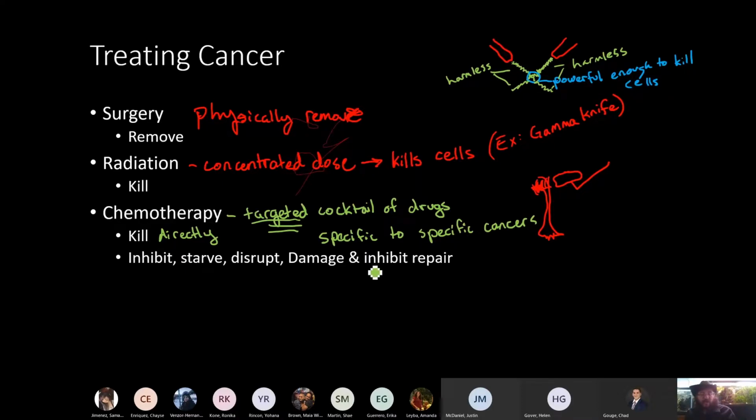They can also do quite a lot to them. They can inhibit replication. They can starve them of nutrients. That's just actual starvation. They can disrupt the cell membrane and break the cell apart. They can literally damage the DNA of the cell. If it does enough DNA damage on average, it kills the cell, regardless of whether or not it's cancerous. And they can inhibit repair of DNA damage.